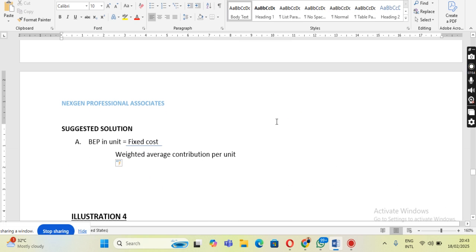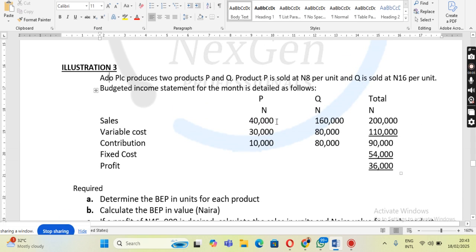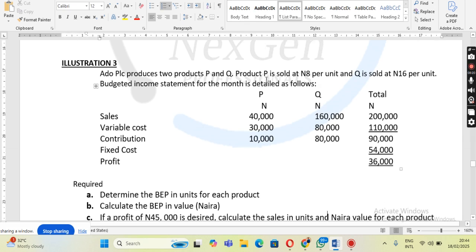Let's quickly get the sales in units first. Sales in units equals the total sales divided by the selling price. What is the total sales for P? It is 40,000. What is the selling price for P? It is 8 naira. You can use this to get your sales in units.